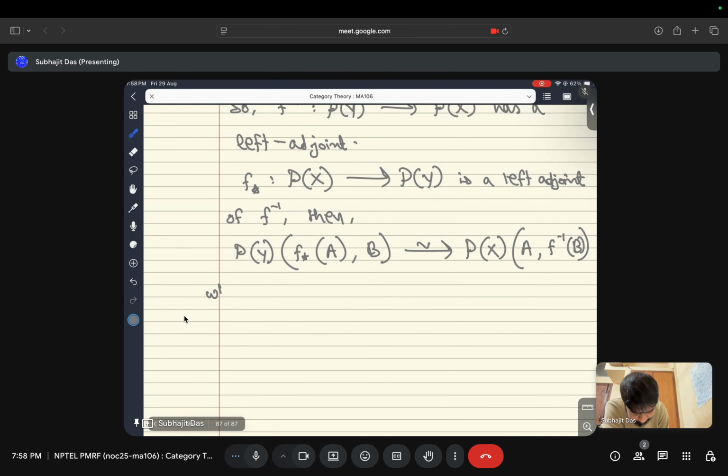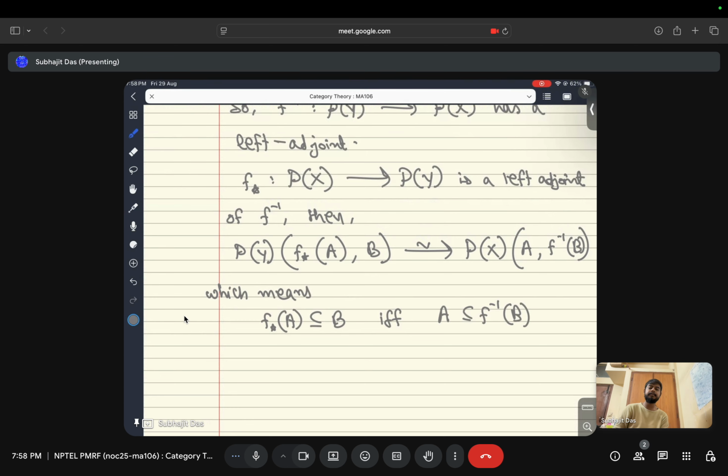which means there is a bijection from the left Homset to the right Homset. Both categories px and py are thin, so every Homset has at most one element. So what this bijection says is that there is an element in the left Homset if and only if there is an element in the right Homset. So f star a, we want to guess this: it is a subset of b if and only if a is a subset of f inverse b, which obviously implies that f star a has to be equal to f of a.